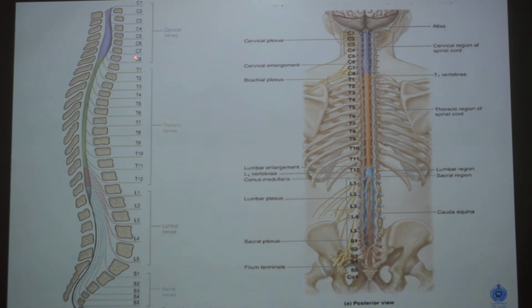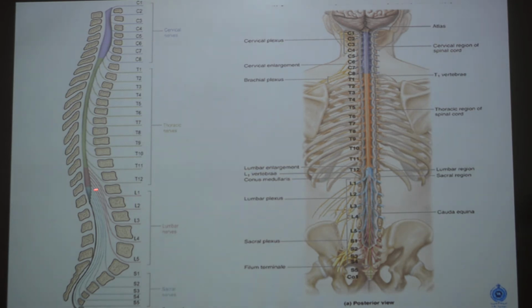The problem starts to happen with the C8, because C8 is a spinal nerve, but you do not have a C8 vertebra. So the C8 spinal nerve is going to exit out below C7 and above T1. So it is between C7 and T1 vertebra. The rest of all the spinal nerves are going to exit out below their vertebral level. So if you are looking at T3, it is going to come out between T3 and T4. If you are looking for the spinal nerve T5, it is going to be between T5 and T6.